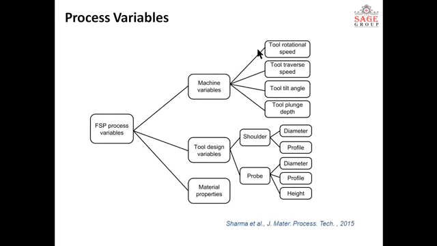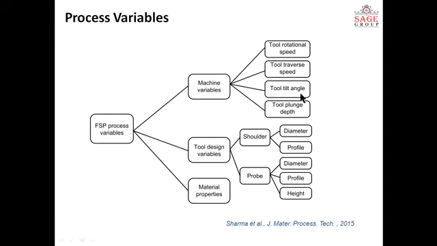Tool traverse speed: if the tool traverse speed is low, then a high amount of heat will be accumulated, and if the tool traverse speed is fast, it means that the tool is moving fast, and the amount of heat accumulated there will be very less, so there will be a low heat region.